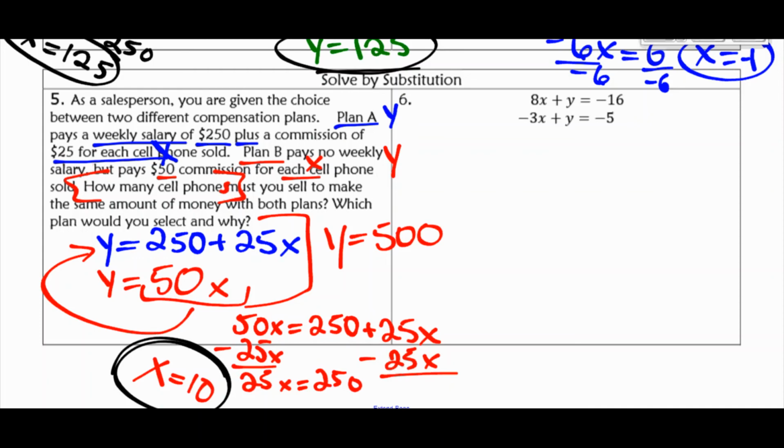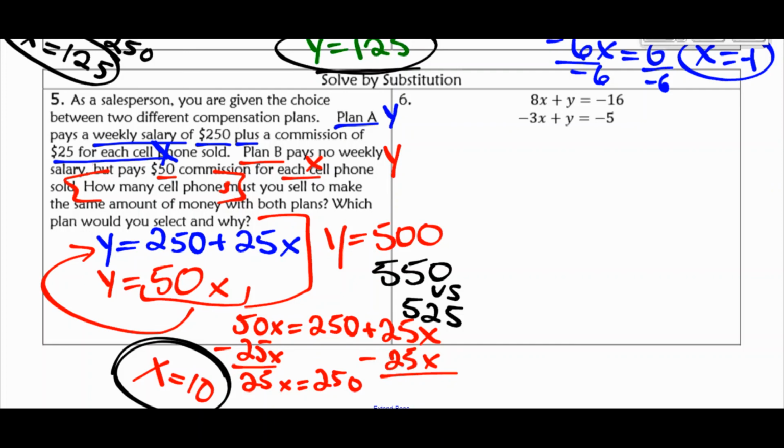Personally, I would probably pick the second one, because if I sell an 11th cell phone, that would make me $550. Whereas the other one, I would make $525. So once I sell more than 10 cell phones, I start making more money with plan B. I think I could sell 10 cell phones in a week. That's less than 2 per day. I think that's pretty manageable. So I'd probably pick B. But really, we're just thinking about when those plans even out and how much money we're making from each of those when we are selling a certain number of cell phones.